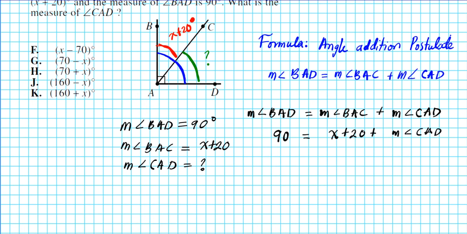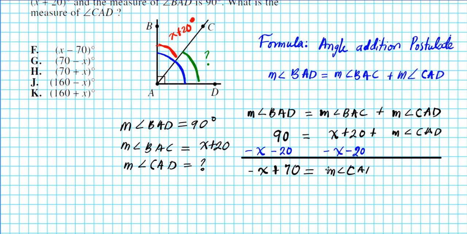To accomplish that, we'll have to move x and 20 to the left side of the equation. So we're going to subtract x from both sides. That will get rid of the x on the right side. And then subtract 20 from both sides also. What happens when we carry out this operation? On the left side of our equation, we're going to have negative x plus 90 minus 20, which is 70. On the right side, these all add up to 0, leaving the measure of angle CAD.